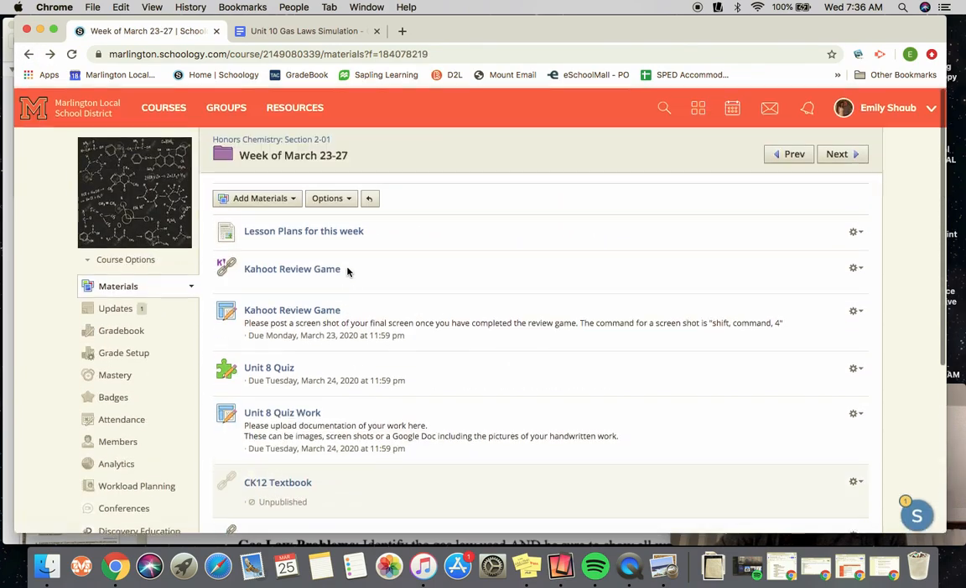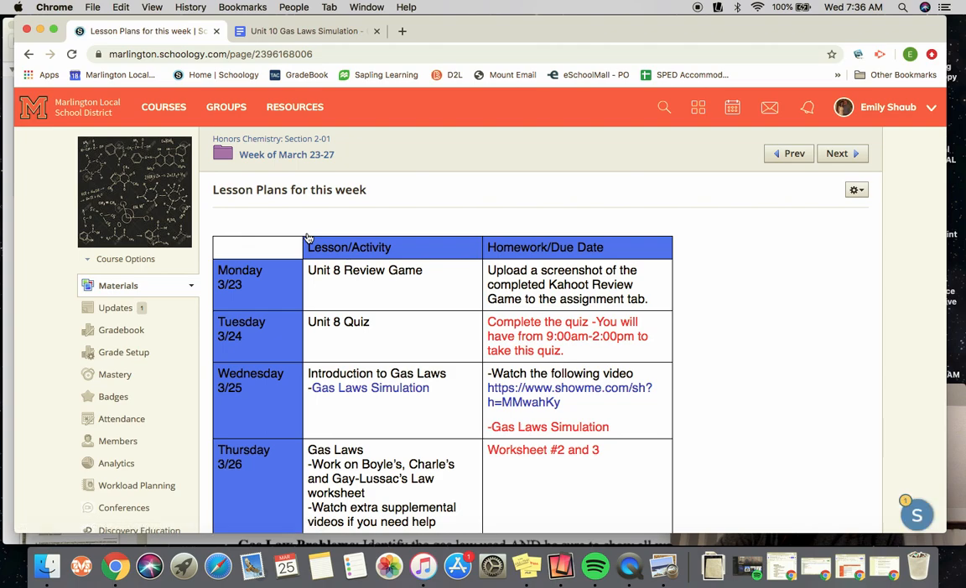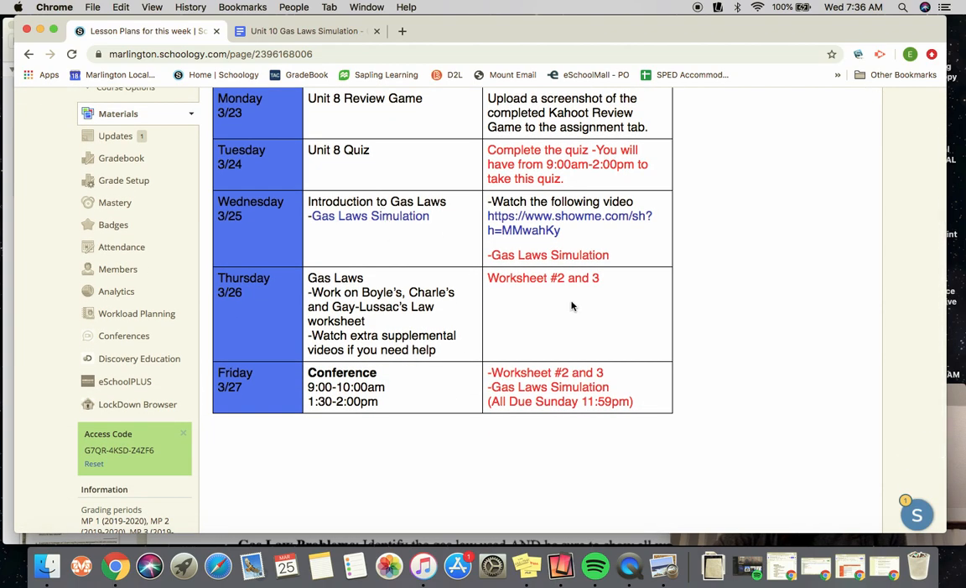If we go back to the lesson plans, for the gas law simulation, again, all due dates are going to be Sundays by 11:59. The gas law simulation will take you a little bit of time because you're going to work through each gas law. And for worksheets 2 and 3, I'm going to change it so you don't have to do the entire worksheet, probably even just the evens or the odds, and I'll make that decision in just a minute.